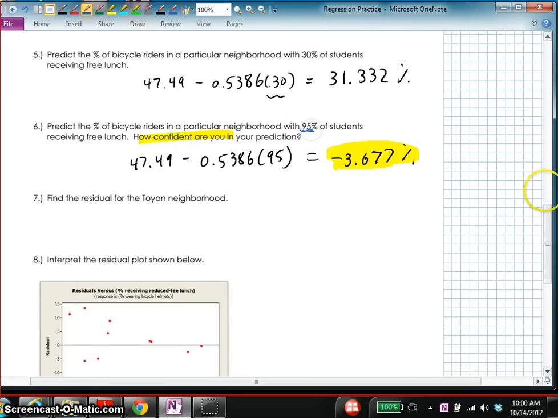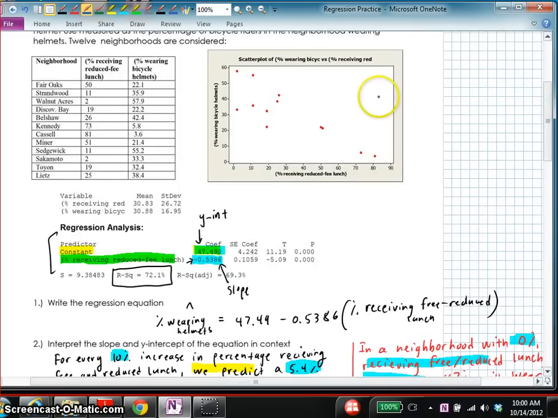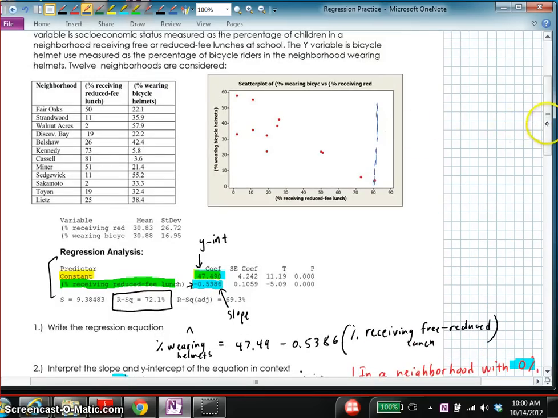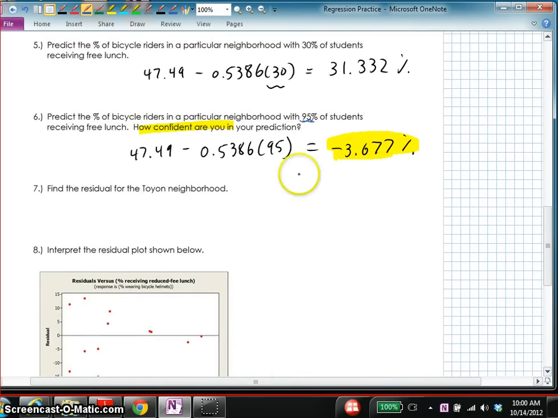This 95%, if you look at the data, there's really no neighborhood that has a percentage receiving free and reduced lunch above 80. So 95% is outside of this range. This type of prediction is called an extrapolation. And we're not really confident about extrapolating in a linear model. First of all, it gives us an impossible answer. And second of all, we know models are wrong. And further, they're probably more wrong the further away from the data that we have. Okay, so this is an extrapolation.